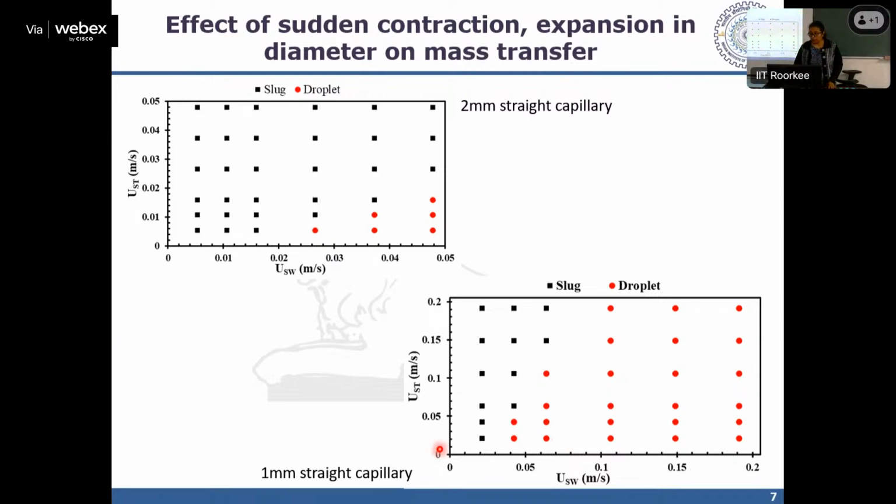Here is the comparison for understanding. This is the 2 mm straight capillary and this is the 1 mm straight capillary. You can see the entire range in the 2 mm is dominated by droplets and very little slug, whereas here we have domination of slug.